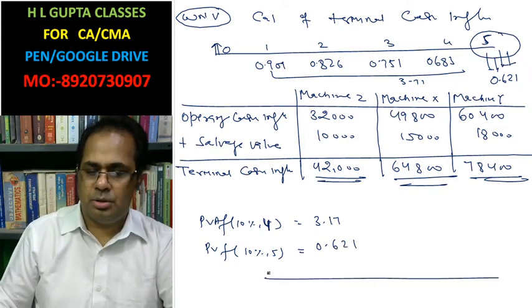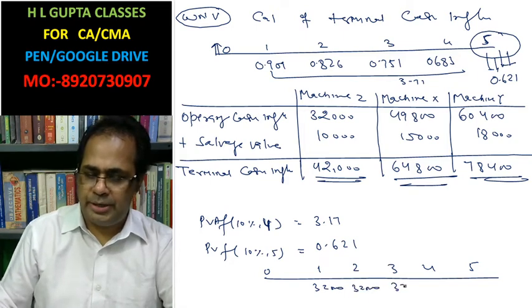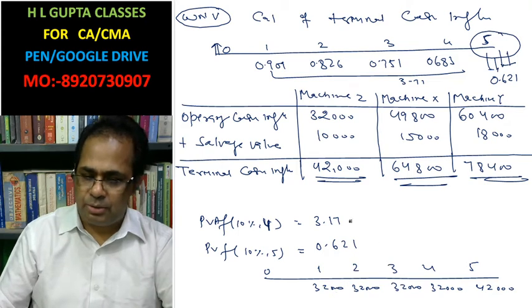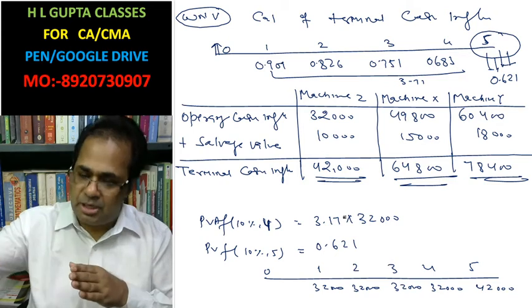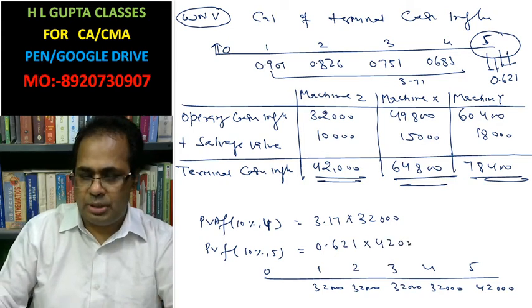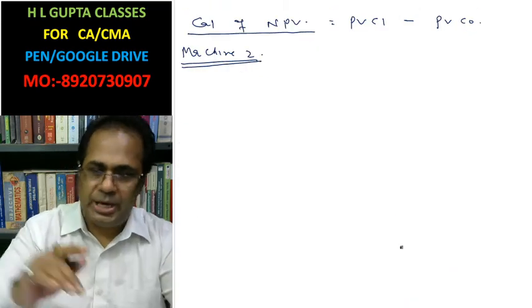If year 0, 1, 2, 3, 4, 5, here it is coming 32,000, here 32,000, here 32,000, here 32,000, here it is coming 42,000. So how will we calculate present value? You multiply by 32,000 here, because each year 32,000 is coming. In the 5th year it is coming 42,000. After multiplying this, you will get the present value. The same way I am going to write here.